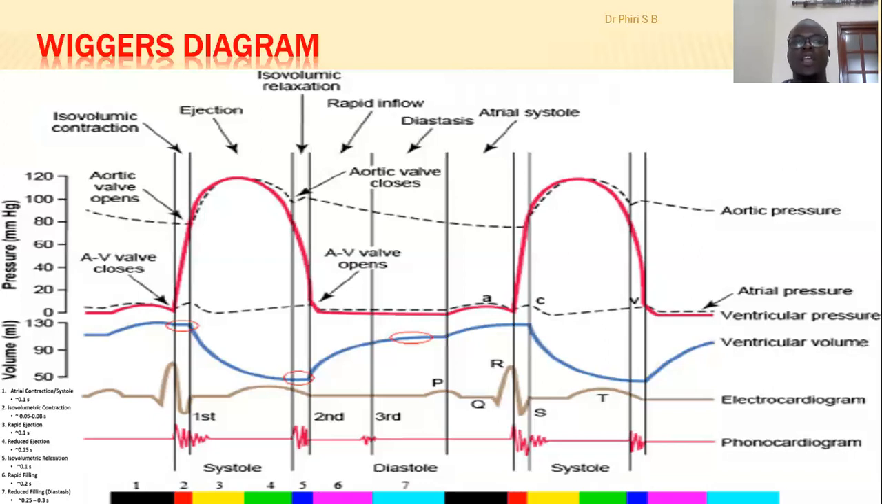So this is called the Wiggers diagram. The Wiggers diagram is just showing you the correlation of these different blood pressures with the ECG and also the phonocardiogram. So I hope you understand this. If not, I will still explain when we have the interactive lecture.